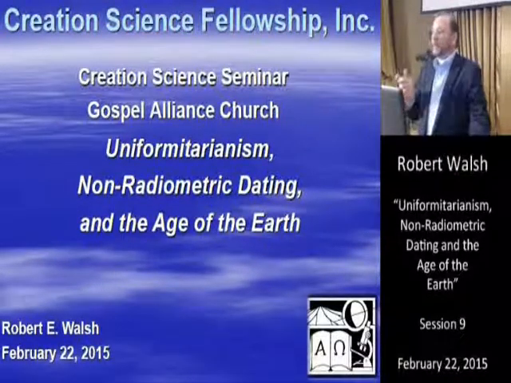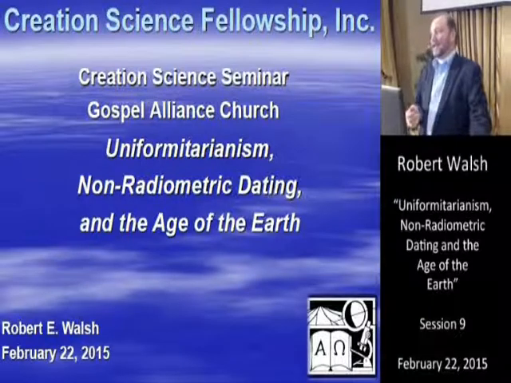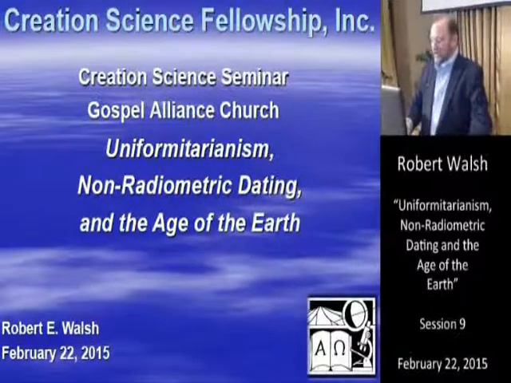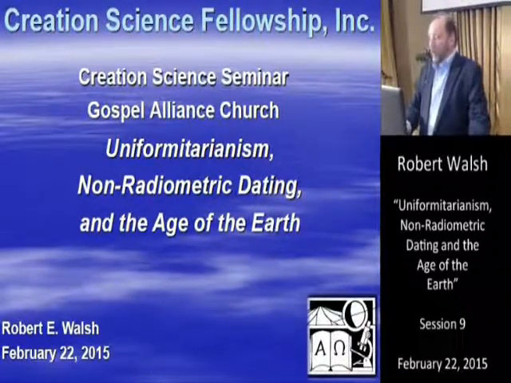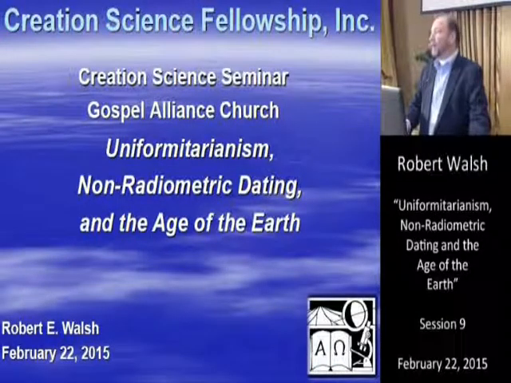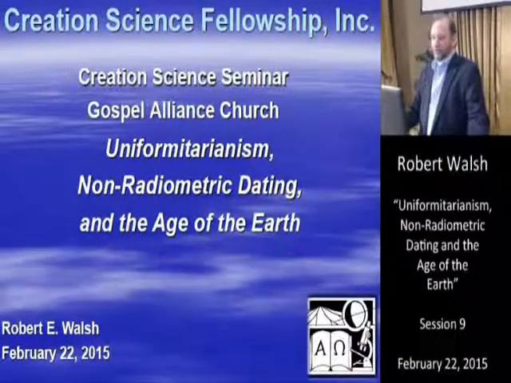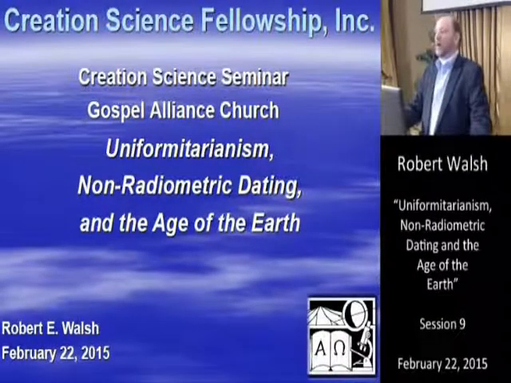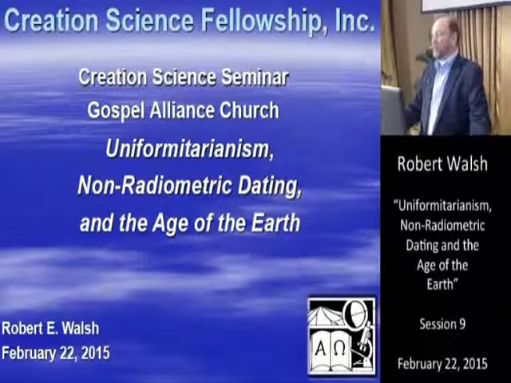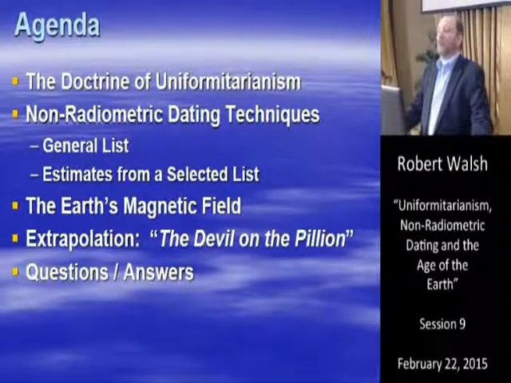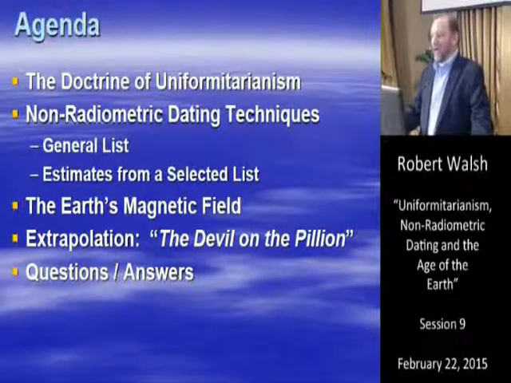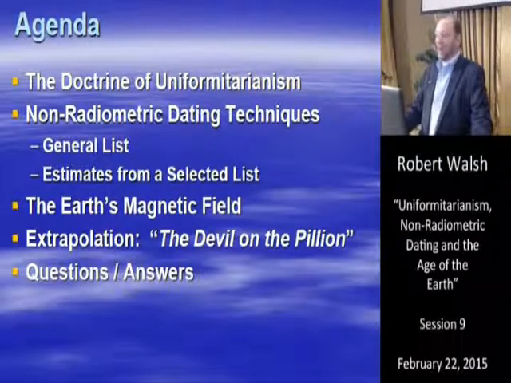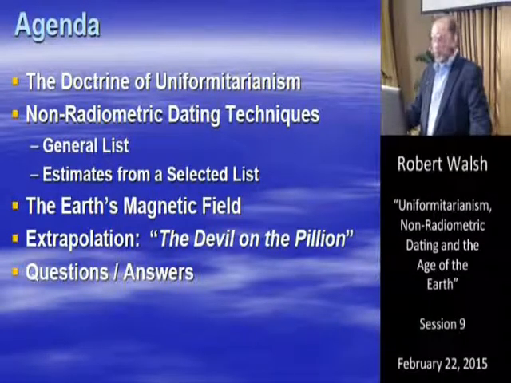We're also going to be looking at the underlying philosophy of all these dating techniques. And that's essentially called uniformitarianism, where all processes have occurred the same way over time. And then we'll talk about how this impacts the age of the Earth issue. So what we'd like to do tonight is take a look at a list of processes that are non-radiometric in nature, and we'll itemize the maximum ranges of age that they would date a particular artifact to, if you use certain presuppositions.